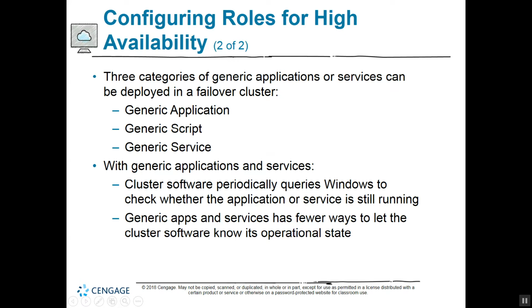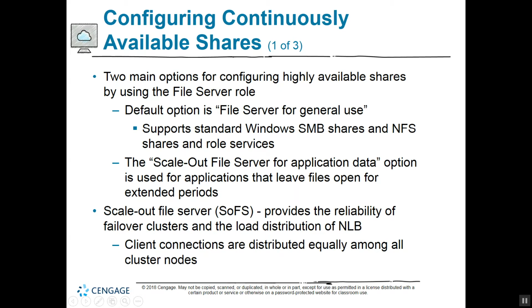Now, with generic apps and services, cluster software periodically queries Windows to check whether the application or service is still running. Generic apps and services have fewer ways to let the cluster software know its operational state. There are two main options for configuring high availability shares by using the file server role. The default option is file server for general use. It supports standard Windows SMB shares and NFS shares, as well as role services. We've also got the scale-out file server for application data option, and it's used for applications that leave files open for extended periods.